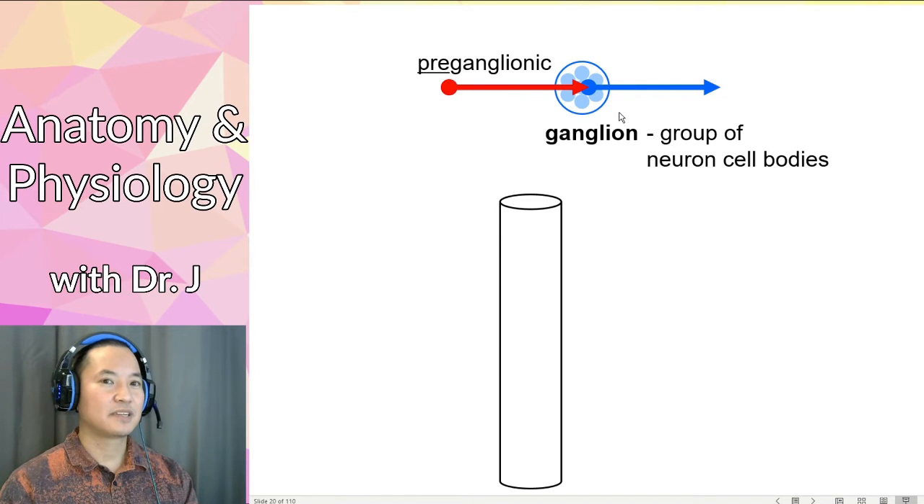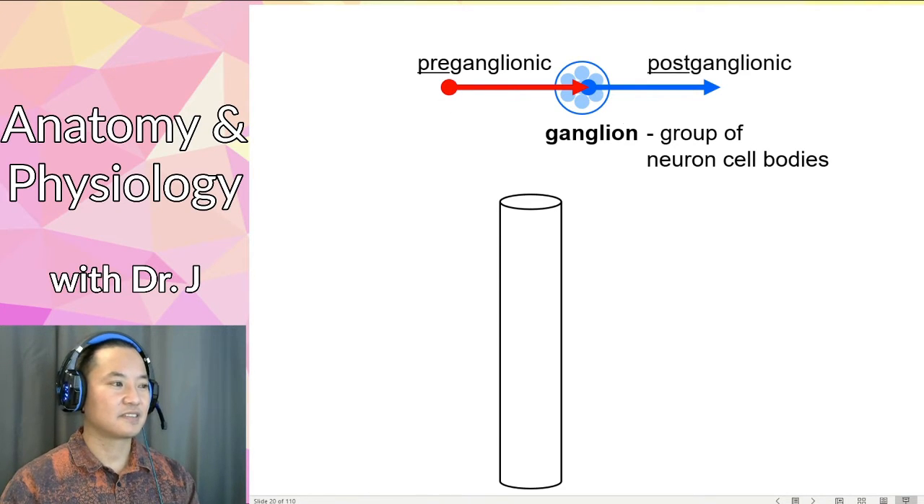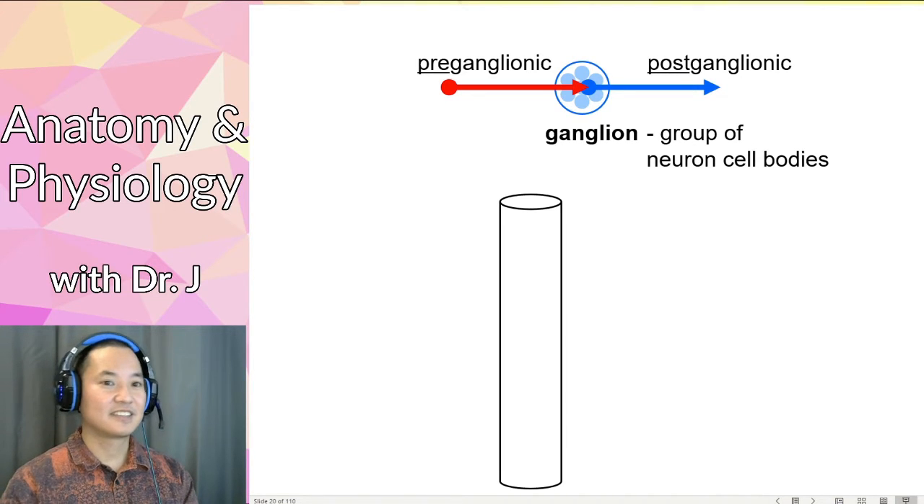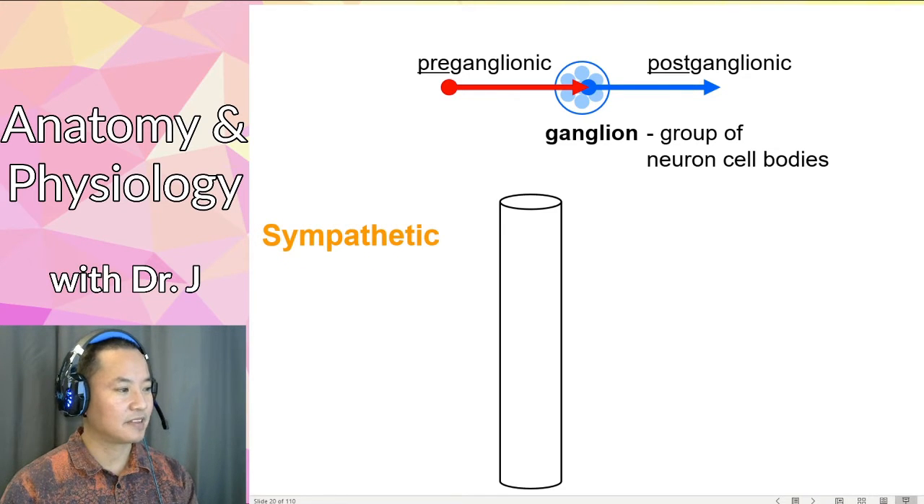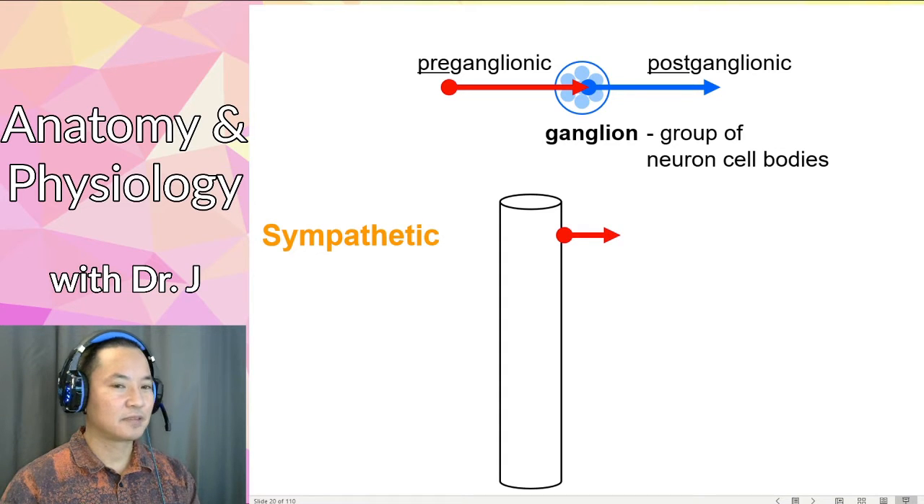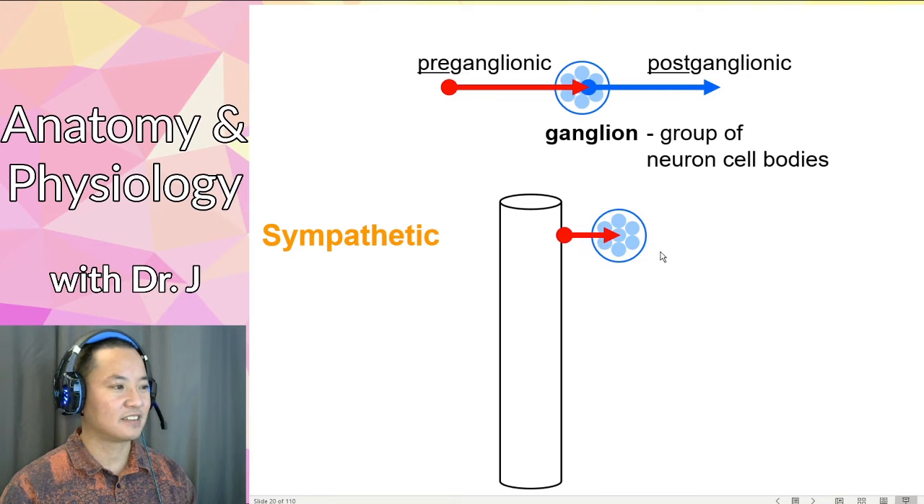Now the opposite of pre is post, right? So post means after. So now we have the neuron running after the ganglion. So it's called the postganglionic neuron. This is the same in both the sympathetic and parasympathetic nervous system. Now what we have here in the sympathetic, so you do have a preganglionic fiber, but it's relatively short, and then it synapses on all the cell bodies in a ganglion, and then you have a postganglionic neuron.